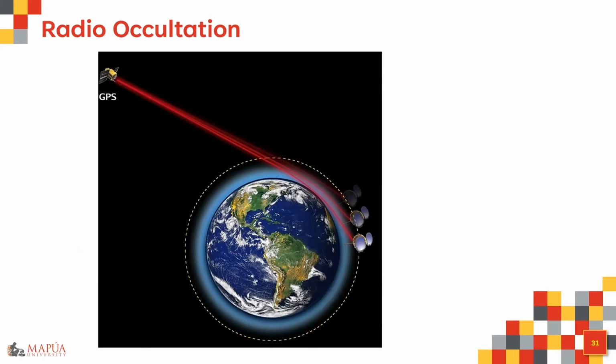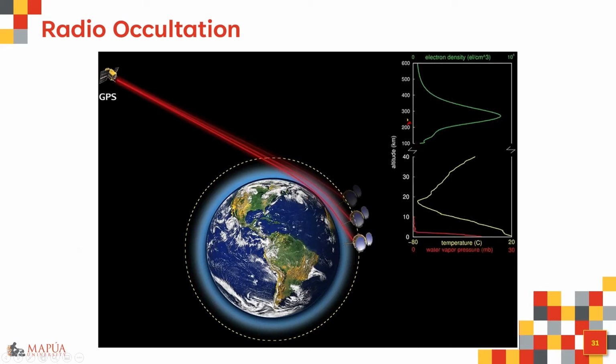So radio occultation uses satellite-to-satellite propagation. Through the refraction, the bending of the signals as these radio waves pass through the ionosphere and the atmosphere, we can actually derive the electron density as well as your temperature profile for your neutral atmosphere. But for our purposes, we're going to focus on the electron density.